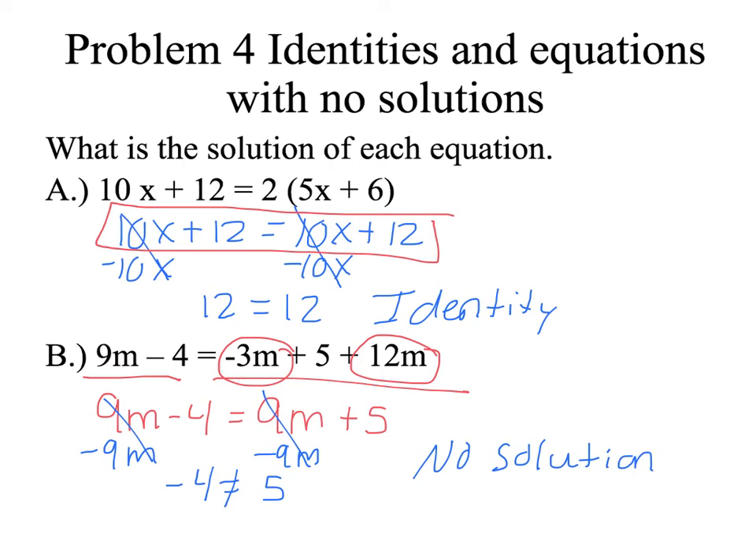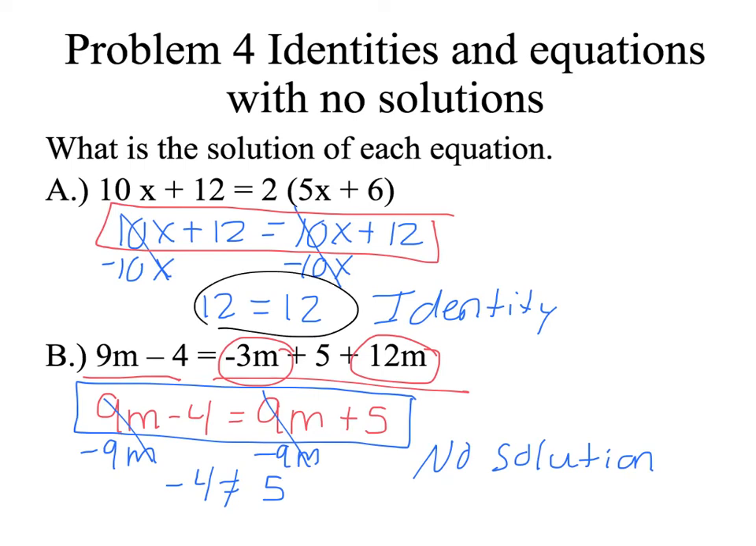And again, you might have been able to tell from right here. Well, if I take a number and I multiply it by 9 and subtract 4, I'm never going to get the same answer as if I take that same number, multiply it by 9, and add 5. So if you get something where it's a true statement, like 12 equals 12, that's an identity. If you get a false statement, negative 4 equals 5, that's a no solution.